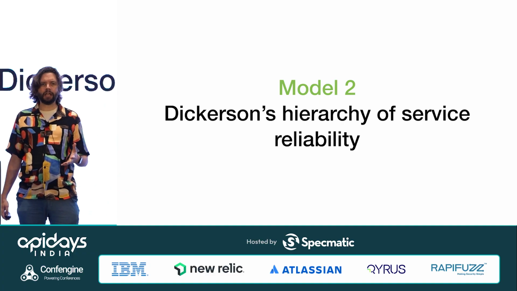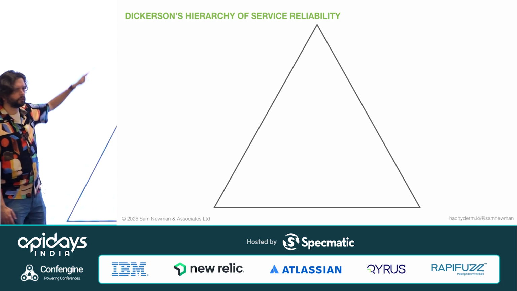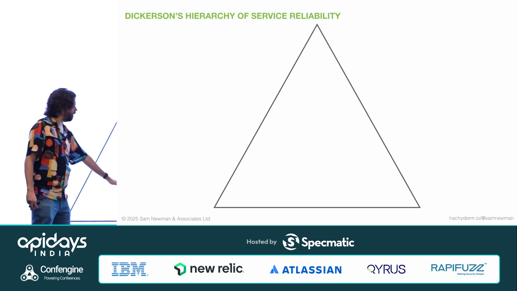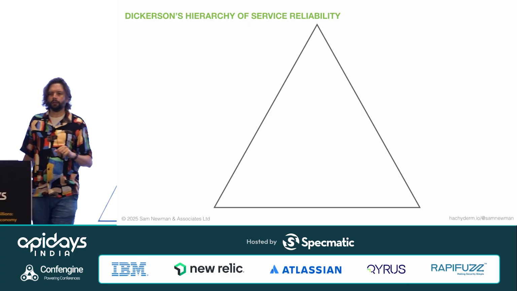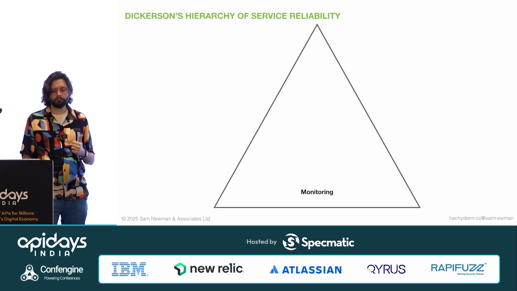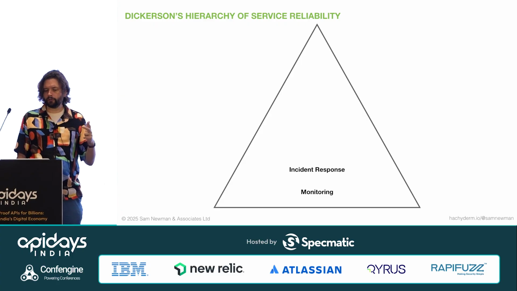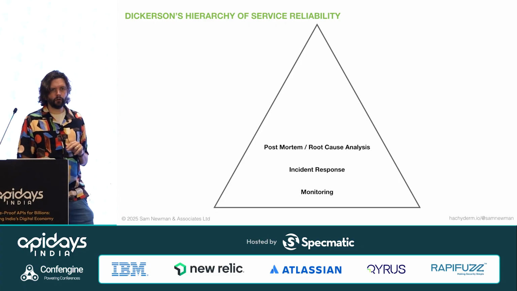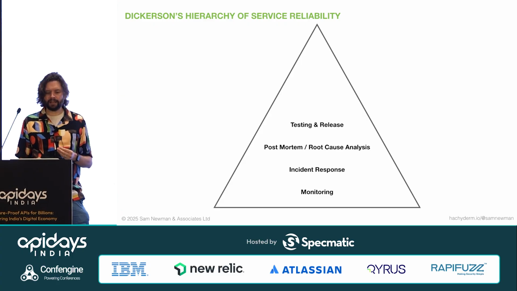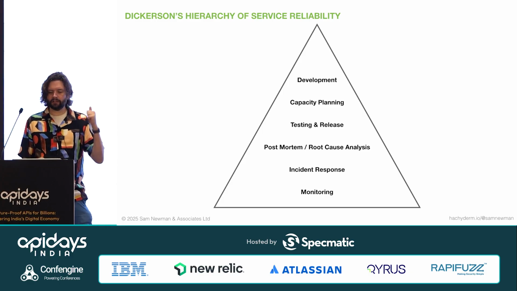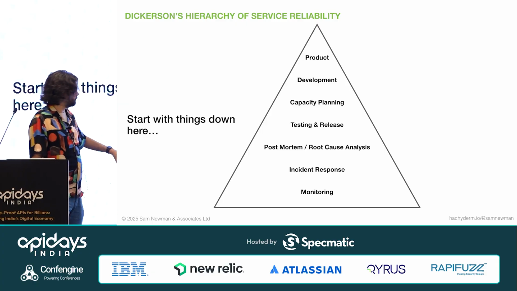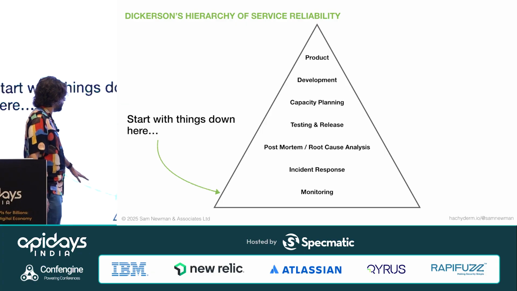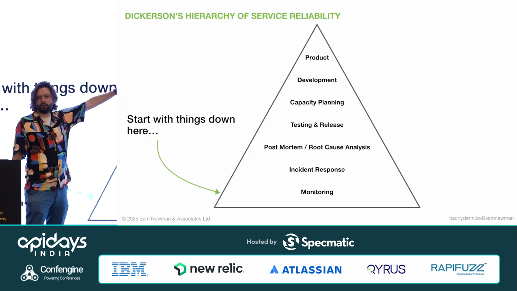So the idea here is that as we go up this sort of model, we really want to spend time on the foundational aspects before we move to things higher up. So this covers monitoring, incident response, root cause analysis or postmortems, testing and release, capacity planning, development, and product. So in general, you want to have things here before you worry too much about things up here.